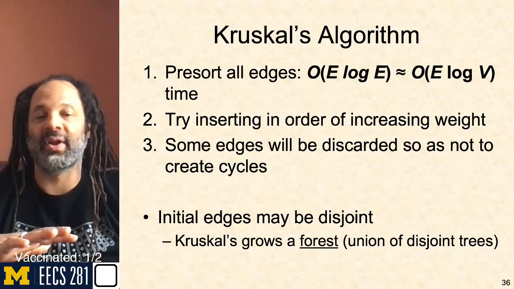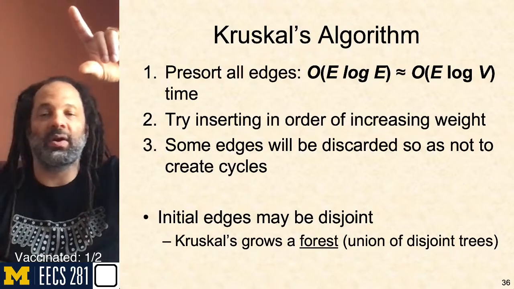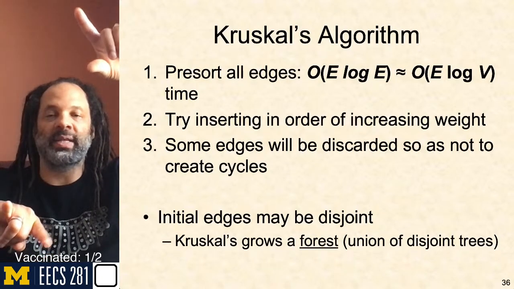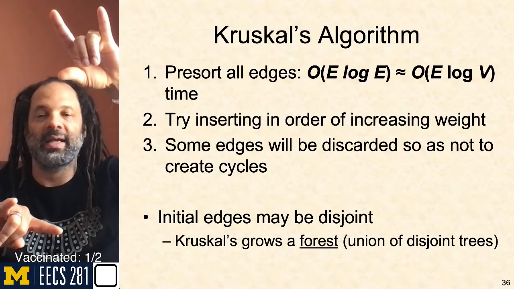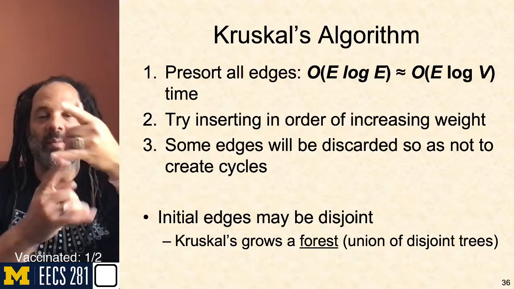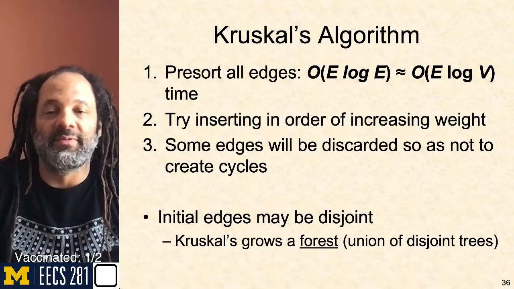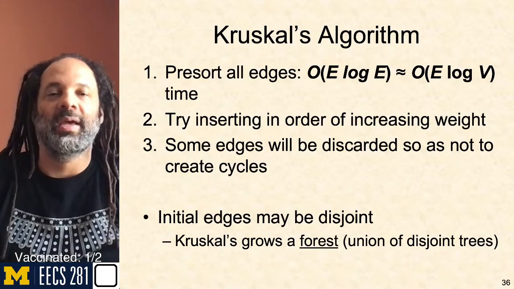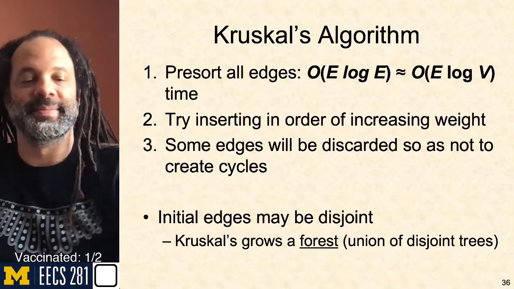So initially we find out that our edges may be disjoint. Like I said, I could find this shortest edge over here and a second shortest edge over there, and there could be no direct connection between any of these four points. And that's fine, because as I add more edges here and there, eventually my trees grow together, right? So I say that Kruskal's grows a forest, a bunch of small trees, and eventually those trees connect up into one big tree, and that's our MST.